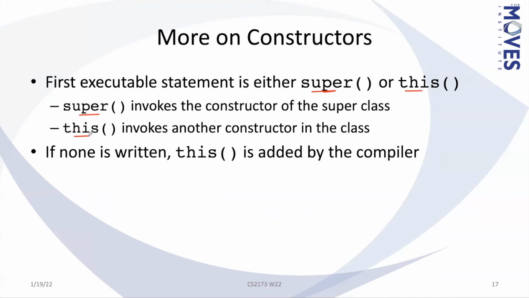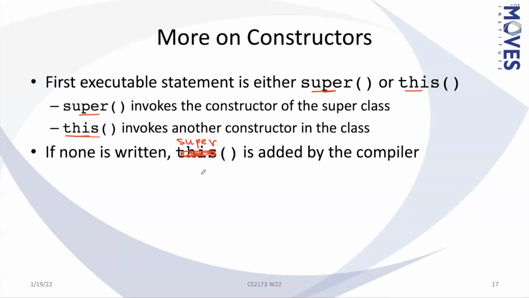If you say this, oh, this is wrong. This was super. Oh, correct that. Okay. When it calls this, then it invokes another constructor in the class. If there's no other constructor, then of course you can't do that. If you don't write one, then the compiler adds a call to super with no arguments.